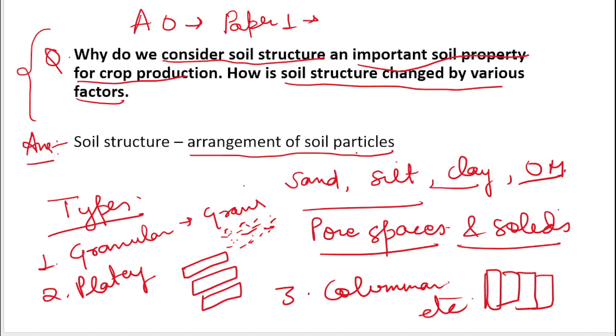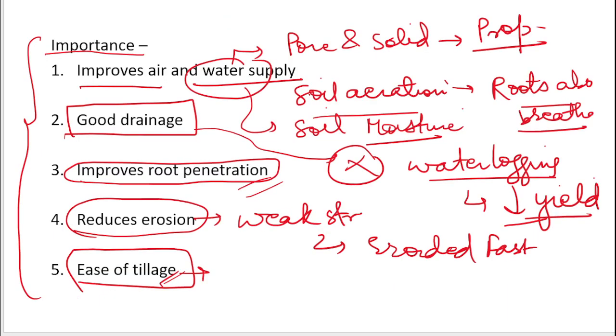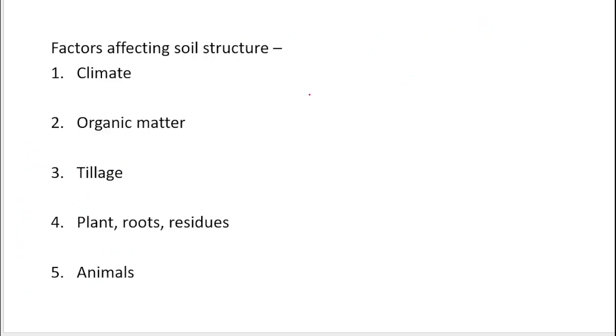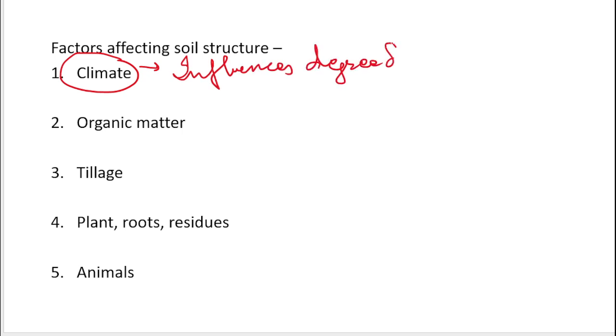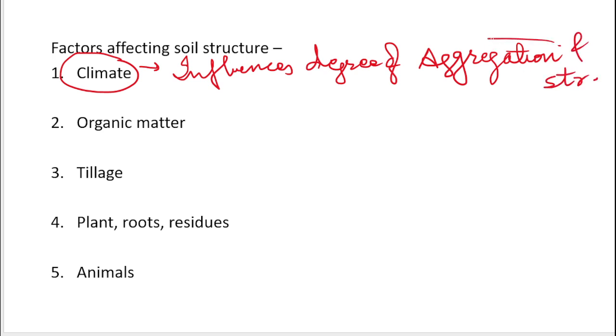Now, moving to the second part of the question, that is asking how soil structure is changed by various factors, that is, factors affecting soil structure. So the first factor is climate, because climate influences the degree of aggregation and structure. जैसे क्लाइमेट होगा, सॉइल एग्रीगेट्स भी वैसे ही होंगे, सॉइल स्ट्रक्चर वैसा ही होगा.